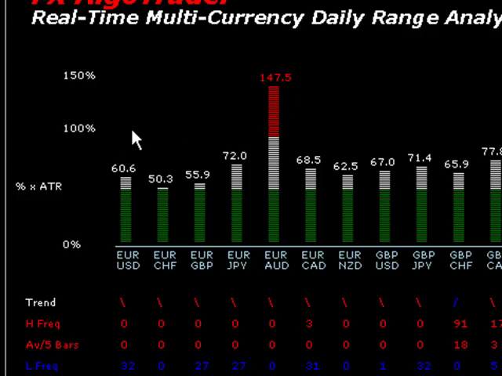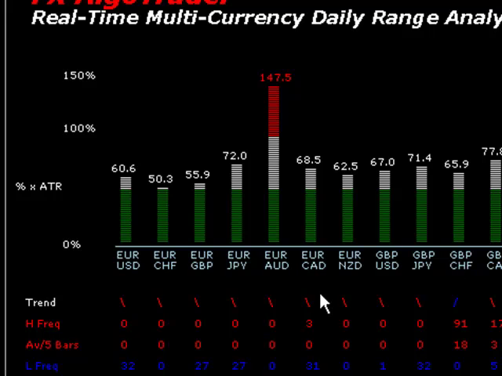a histogram, and we can see any pairs which have gone through their typical average true range on a daily basis. So at the moment we've got Euro Aussie dollar, Sterling Aussie dollar, Aussie CAD, Aussie Swiss, Aussie US dollar, and Aussie Kiwi, which have all blown through their typical daily range. So these pairs, which have a common denominator of the Aussie dollar, are all exhibiting wide range days.